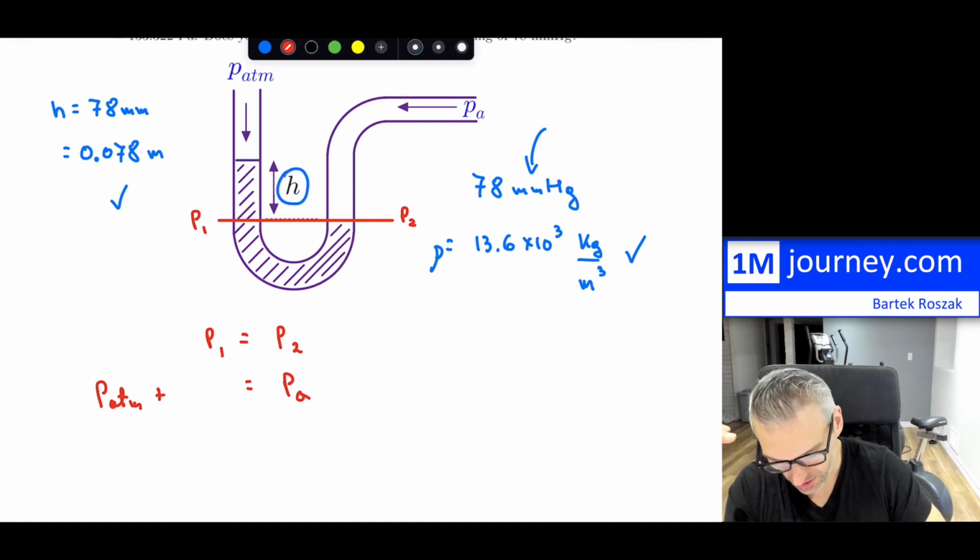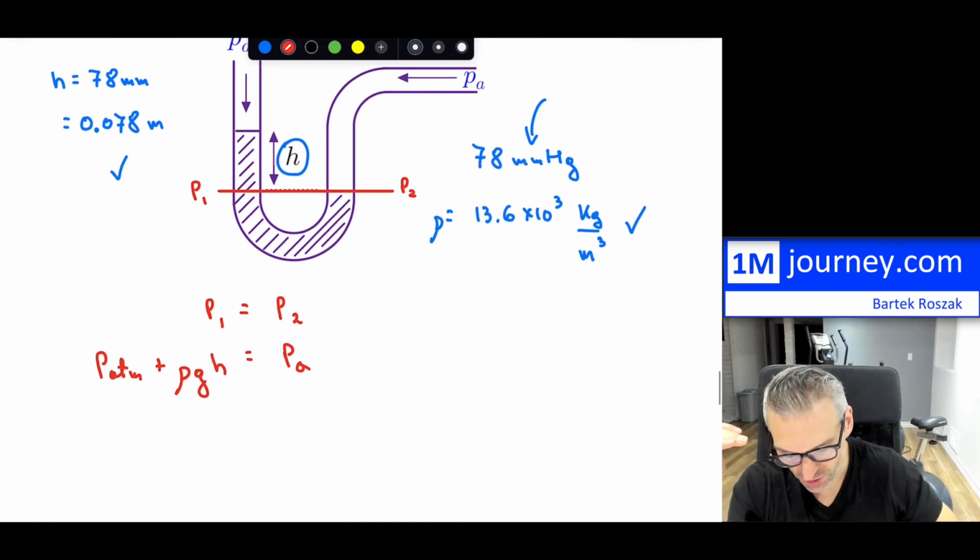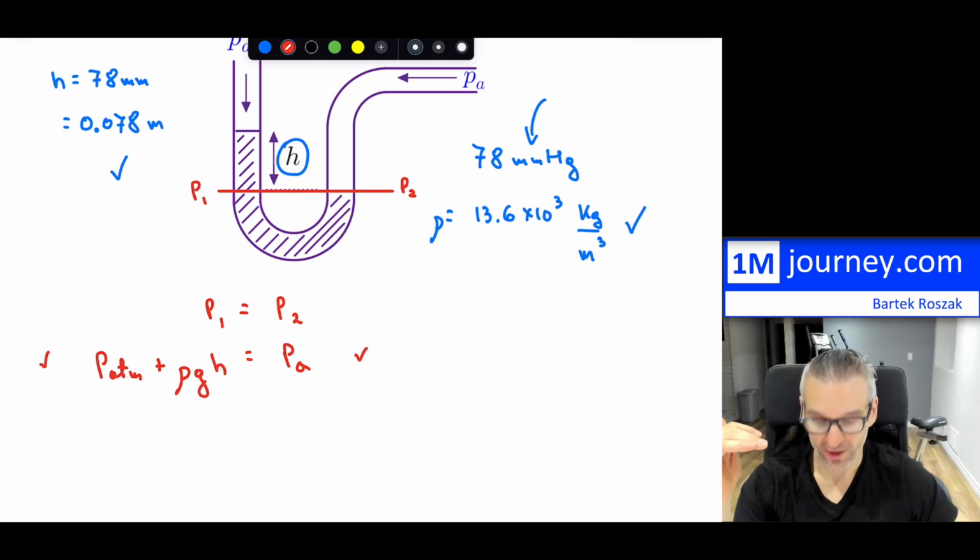Right? So this is going to be the pressure. Now the pressure at a depth is going to be the density times gravity multiplied by the depth, or the height. And these two are going to be equivalent, right? So this is what you actually have in there.